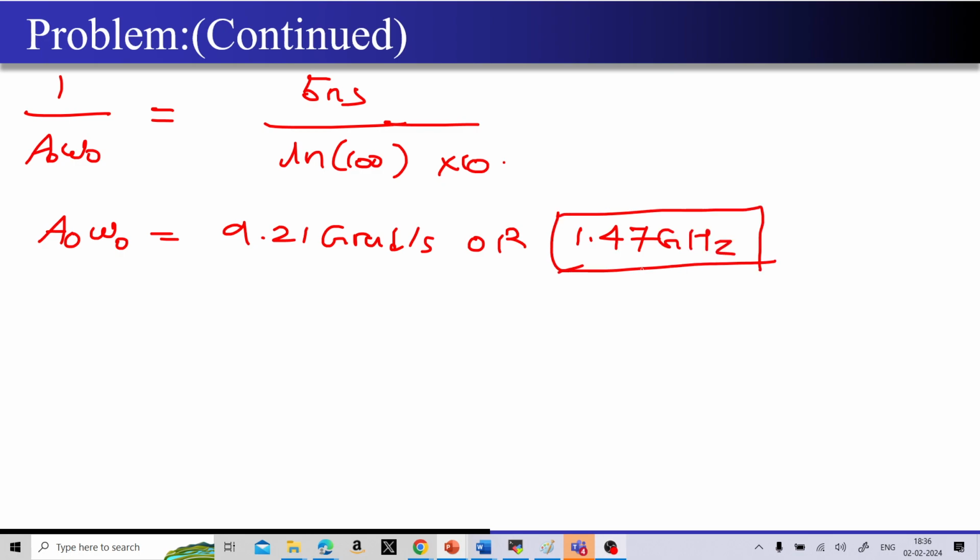So what did we achieve by solving this question? First of all, this question is one of the basic examples that dictated the spec on the unity gain bandwidth of the op-amp. Right? So we wanted to design a non-inverting amplifier, and for designing that non-inverting amplifier, there was a requirement for having a particular settling time.